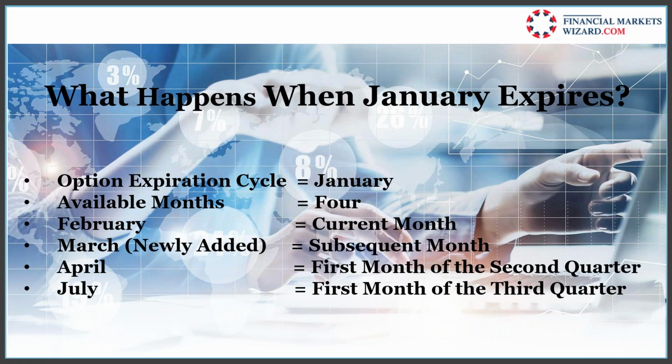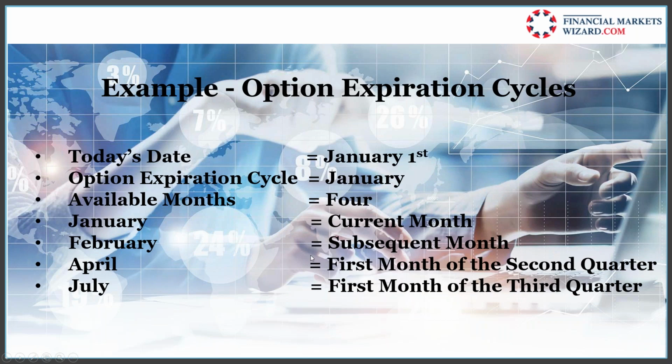So what happens when January expires? Let's say today is the last day of January trading, the third Friday, and the option expires. Again, we know that there will be 4 months available, the current month and the subsequent month. The current month is February because January expires. As soon as January expires, you will see March. They add March as the subsequent month. Before, there was no March here because we were in January.